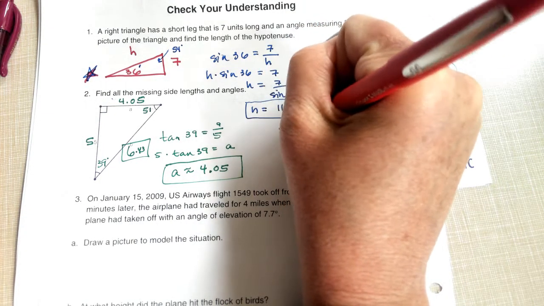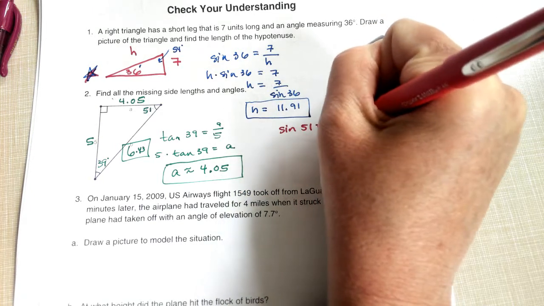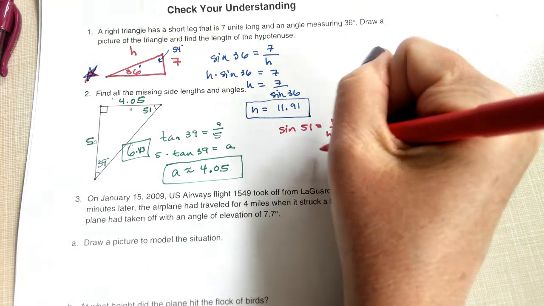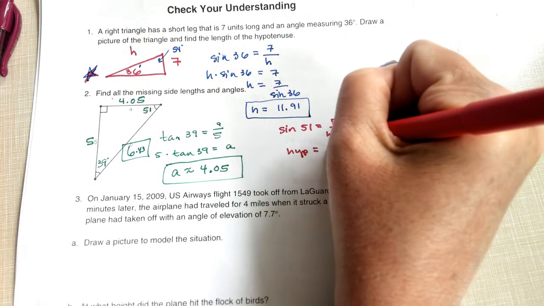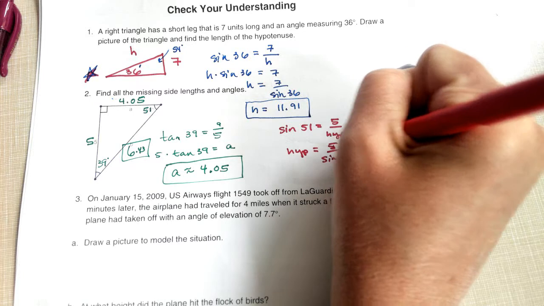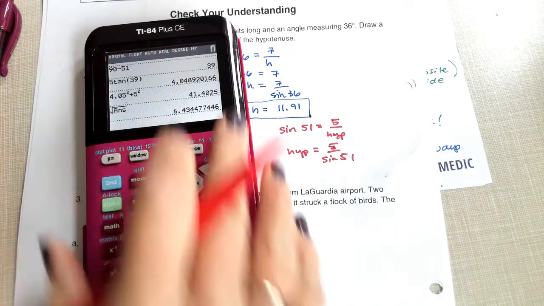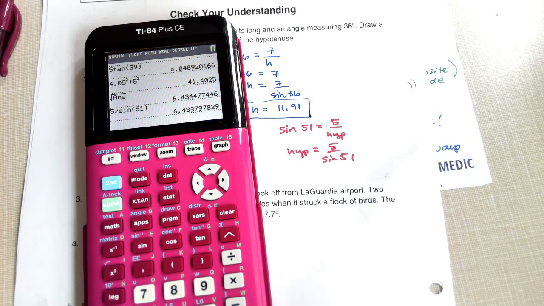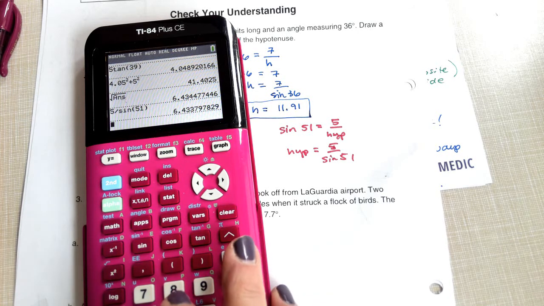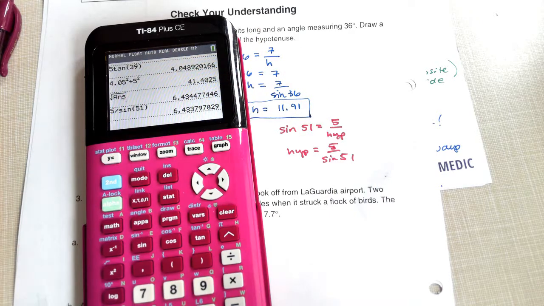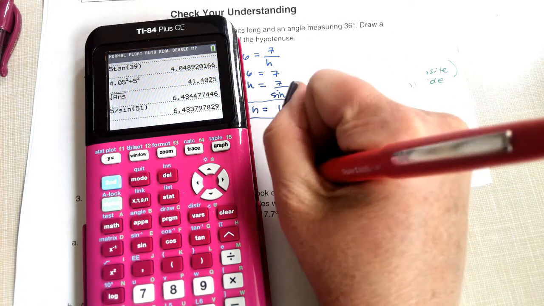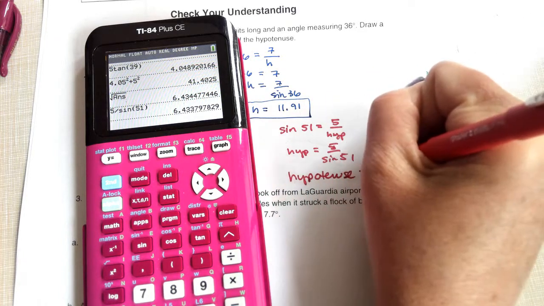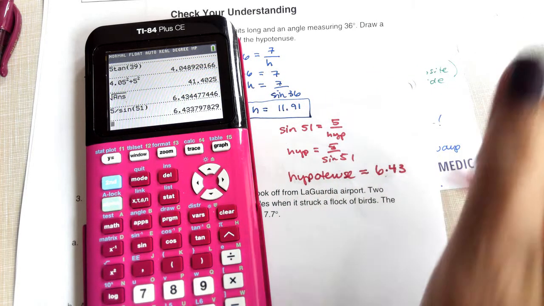sine of 51 is opposite over hypotenuse. So keep in mind I didn't know that yet. So the hypotenuse is equal to 5 divided by the sine of 51. 5 divided by the sine of 51 gives 6.433. So it really wasn't an issue there, but you know, the 100th doesn't really make a huge difference. But there you go.